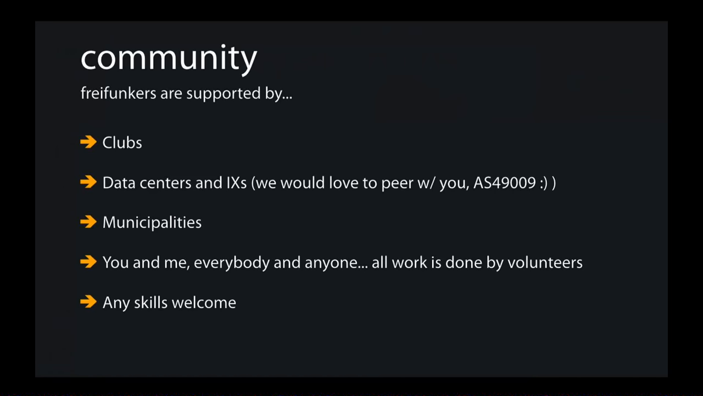Sometimes the municipalities, some cities, say, hey, you can use our buildings, or give us money, or both. And basically it's the average person on the street. So it's you and me and everybody, and anyone can participate. And it's all done by volunteers. Once again, nobody makes any money with it, and it's supposed to stay that way. That also means any type of skill is welcome. You don't have to be a techie to participate. If you want to do graphics or whatever, just do it.